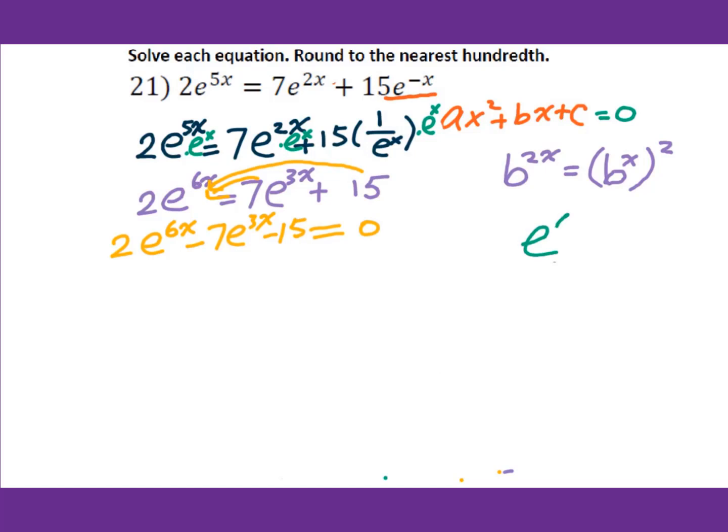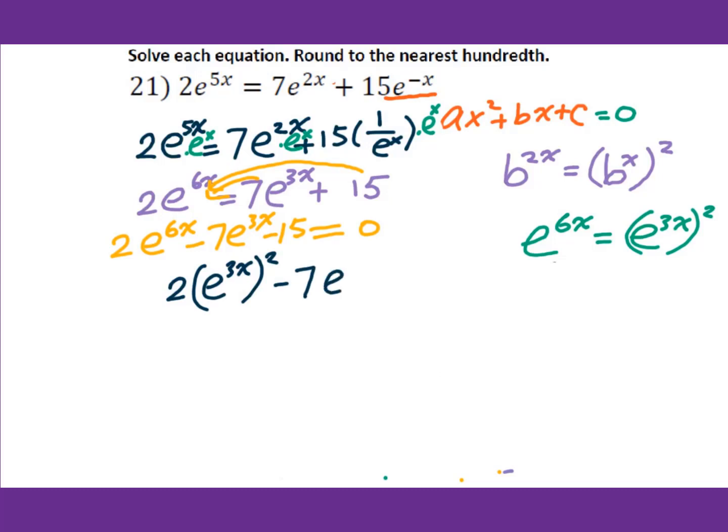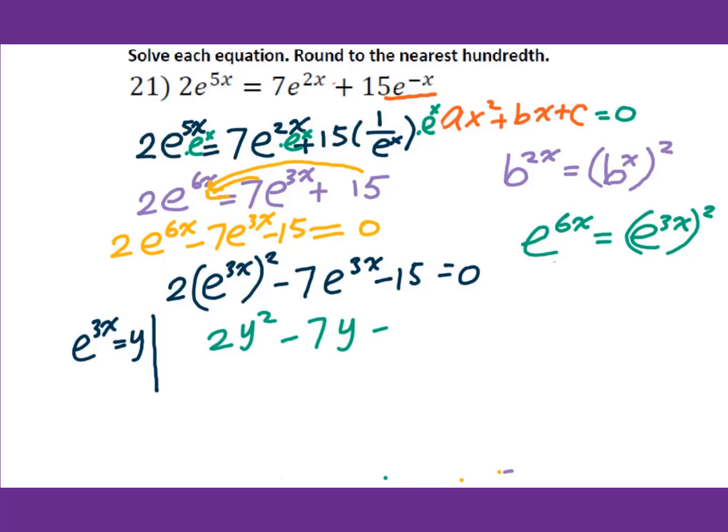For e to the 6x power, I can write down e to the 3x power squared. Therefore, we got 2 times e to the 3x power squared minus 7e to the 3x power minus 15 equal to 0. Then we set up e to the 3x power equals y. You will get 2y squared minus 7y minus 15 equal to 0.